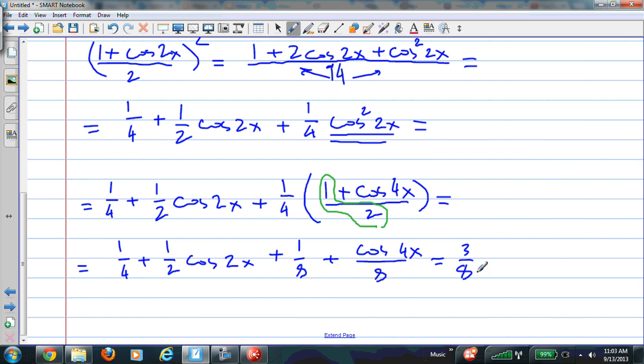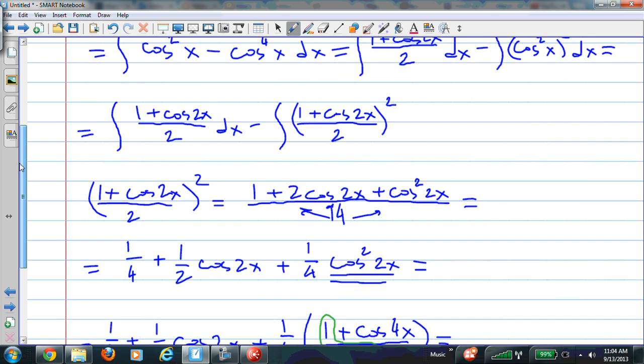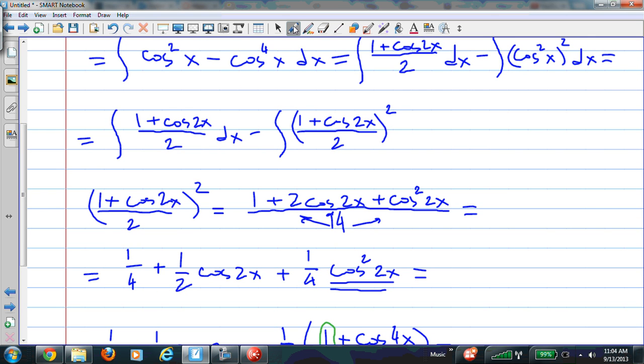So now I can combine like terms: 1/4 plus 1/8, what is that, 3/8, I believe, plus 1/2 cosine 2x plus 1/8 cosine of 4x. The good news, there are no powers of cosine. Remember how we had two integrals? This is what we just dealt with, squaring the power.